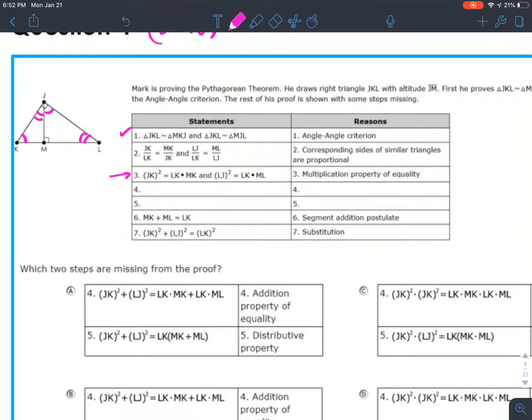Then this one here comes from the multiplication property of equality. So here's what's happening. We are multiplying this equation, both sides, by the denominators, LK and JK. In other words, you're cross-multiplying. That gives you this equation here. Do the same thing here. If you cross-multiply, you get this equation here. That's the multiplication property of equality. Now we get to the two steps in the proof that we're missing.